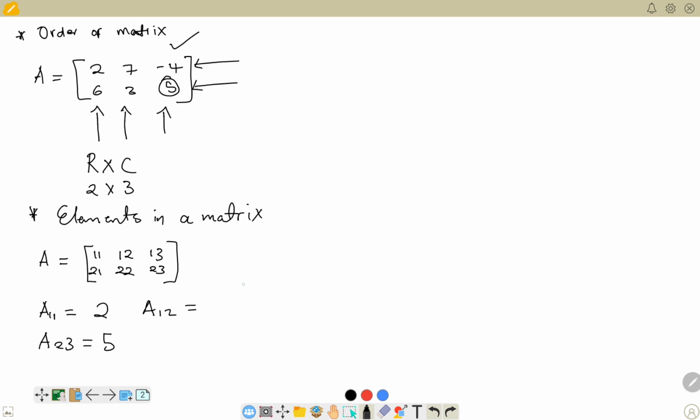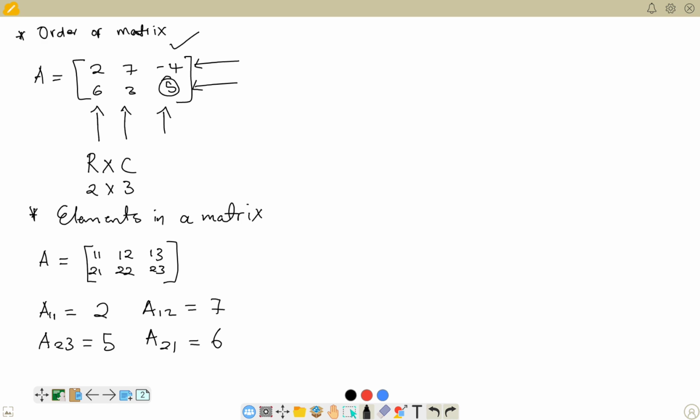A12, element A12, this is first row, second column. First row, second column, it's 7. Then A21. So in that manner, you can identify all the elements in a matrix. And this is very helpful when you are continuing with this matrix operation.